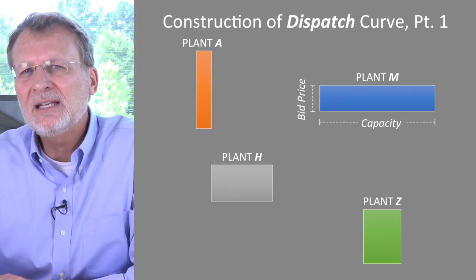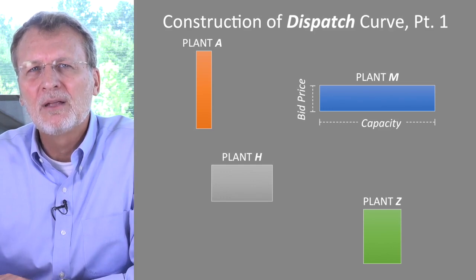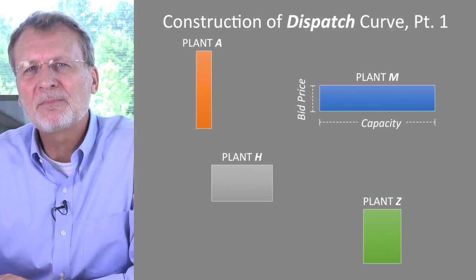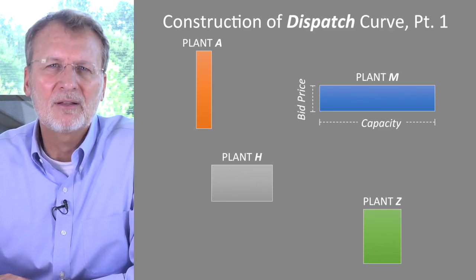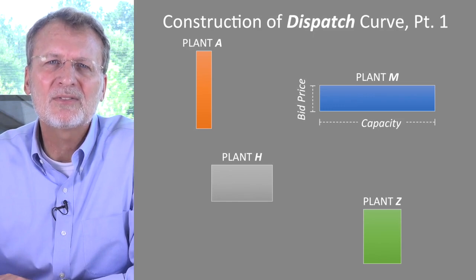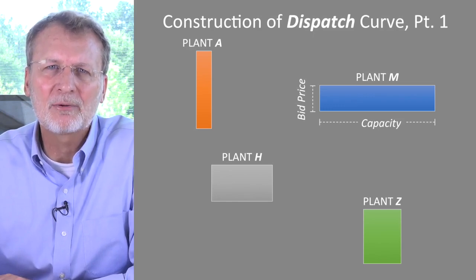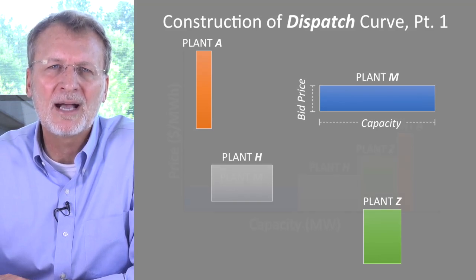So think of each generator as a square. The width of this square is the amount of power the generator is offering to generate per hour as measured in megawatts. The height of the square, on the other hand, is the price that they're willing to sell the electric power for on an hourly basis. So the vertical dimension of the block is measured in dollars per megawatt hour.